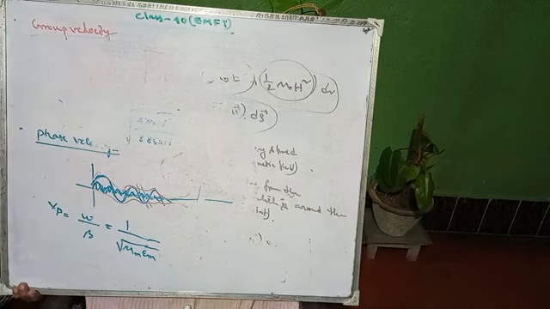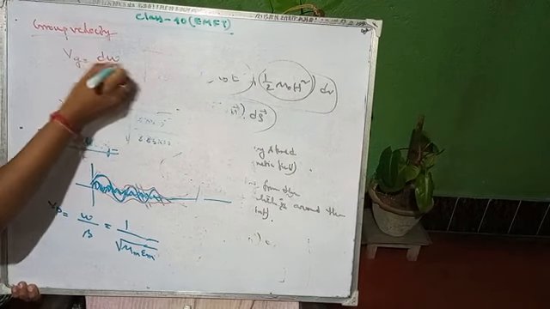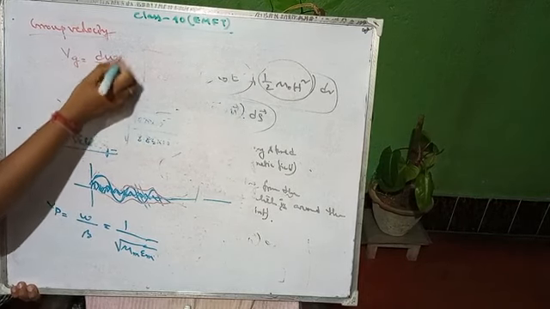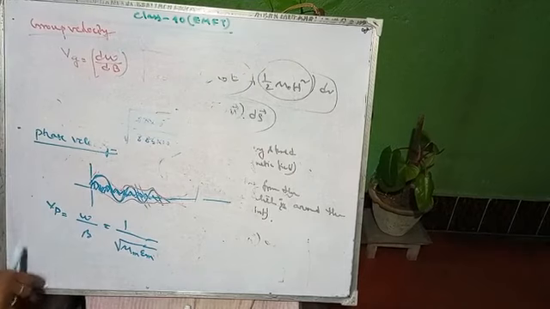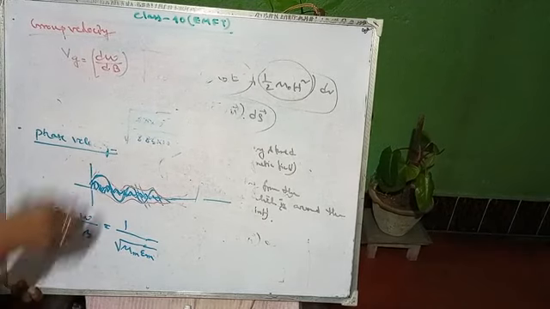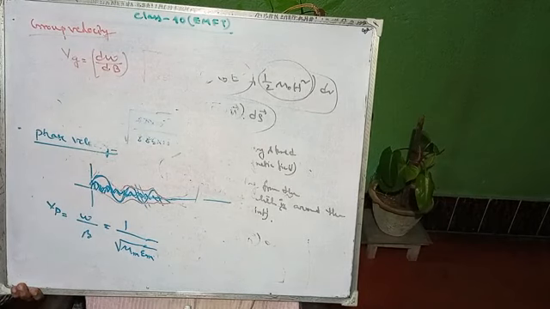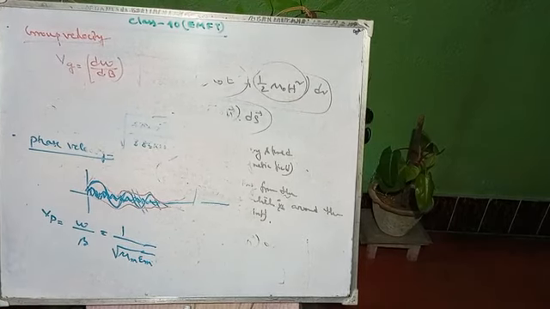The group velocity formula is Vg equals d omega by d beta. You have to derive the energy, the whole energy of this wave, by the magnetic field density. So this is your wave velocity, the group velocity.